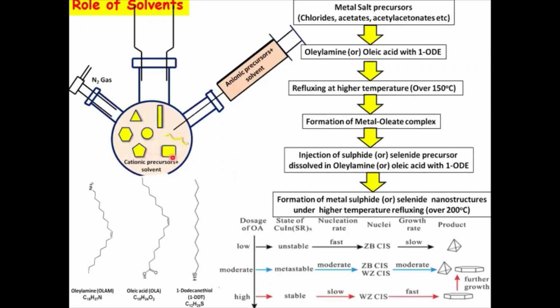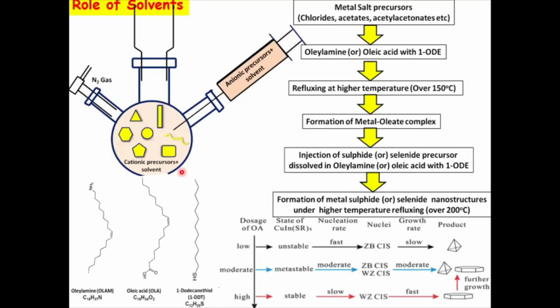This is heated to refluxing around 150 or 200 degrees, and then the sulfur is added slowly through the other arm. So this makes a kind of network with the cationic precursors. Once you add the cold injection, it gives you burst nucleation, and then nanocrystal formation.